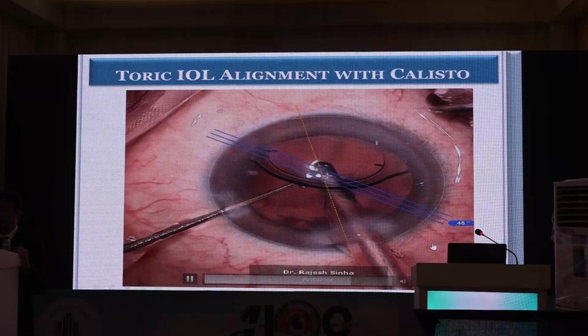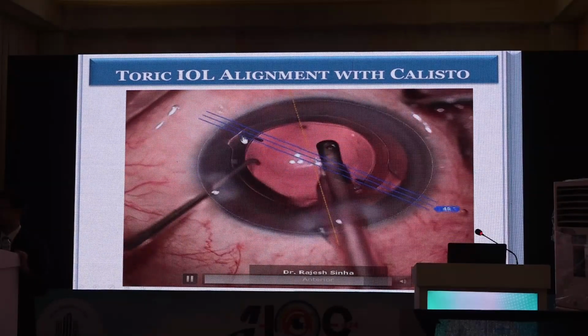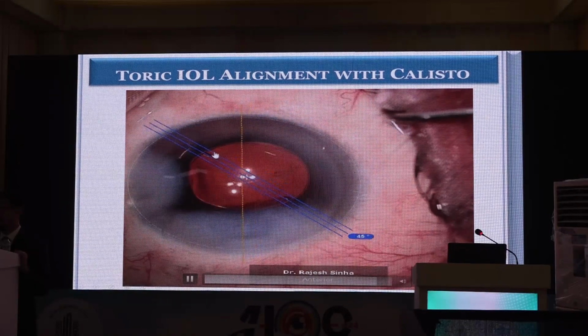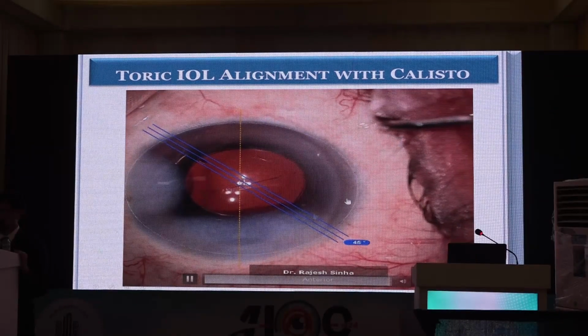So all these things can be done. You can modify your technique the way you want. Finally, what you want is the IOL mark to be aligned exactly along the central blue line. That is what we want.